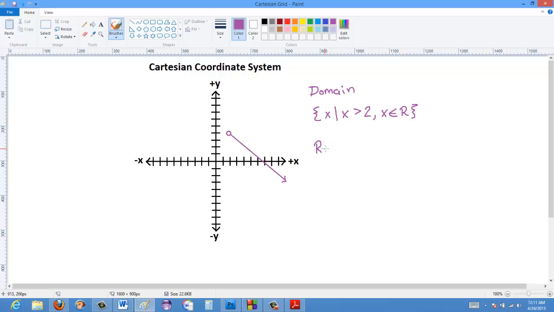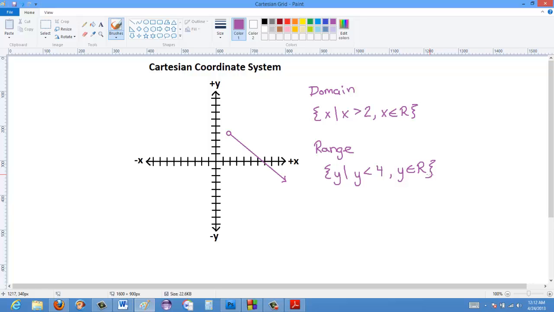Okay, and in this case, the range is a set including y such that y is, let's see, 1, 2, 3, 4. y is less than 4. Now, not less than or equal to, because it doesn't include this point. And y is an element of the real numbers again.